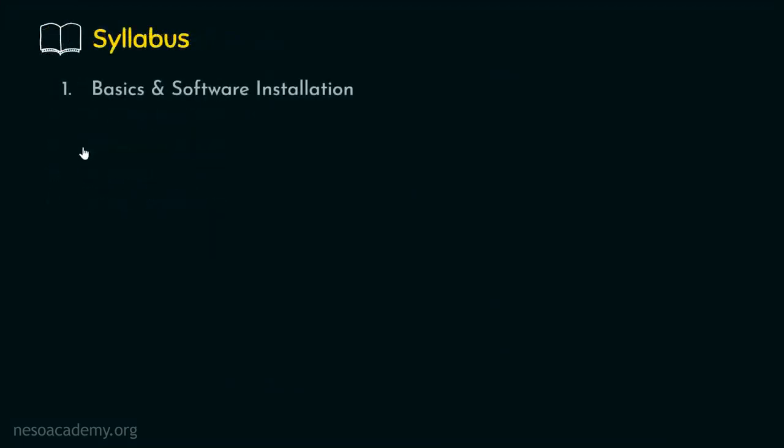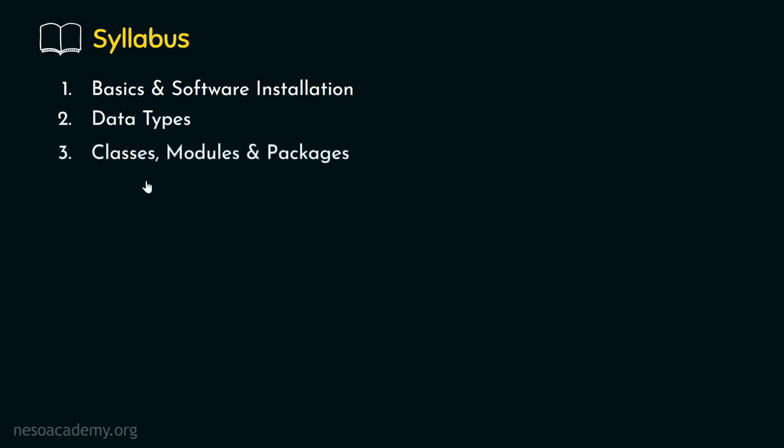Let's quickly go over the topics which we will be covering throughout this course. First of all, we will cover some basics about Python, and we will see Python installation and Python IDE installation. Next up, we will cover different data types that are available for use in Python. We will then see classes, modules, and packages and see how they are used in Python. Next, we will cover several object-oriented paradigms like encapsulation, inheritance, abstraction, etc. and we will see how they are achieved in Python.